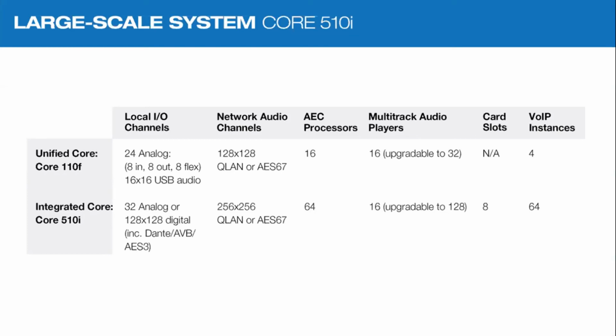But acoustic echo cancellation is a really CPU intensive process. We'll talk more about AEC, there was a question about that at the end of this presentation, but basically the Core 510 has a much more powerful processor inside, and therefore we can run 4 times the amount of AEC processors. We also have double the network IO, and 64 VoIP instances. In the Core 110, you can have 4 soft phones connected to a SIP server like a Cisco Call Manager or Asterisk or whatever it is. But with the Core 510, this can be scaled up to 64, even for a very large teleconferencing application.